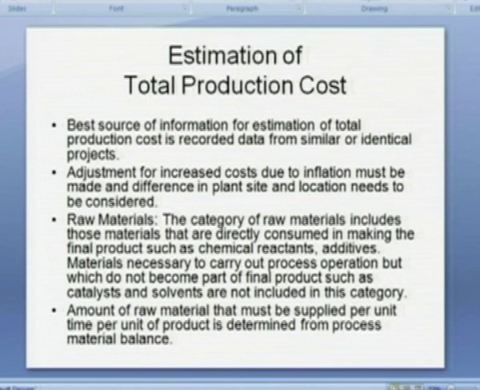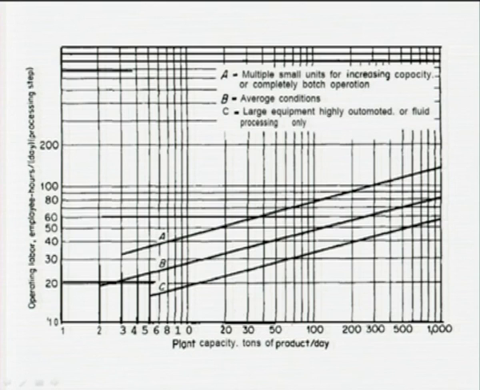Then the amount of raw material that must be supplied per unit time per unit product is determined from process material balance. Usually the basis for process design is the production rate of the key product, and then calculations are made starting with that as input. The cost of raw material can be obtained from direct quotation. When these are not available, the published prices in techno-commercial journals such as Chemical Marketing Reporter or Chemical Weekly can be used for preliminary estimate.